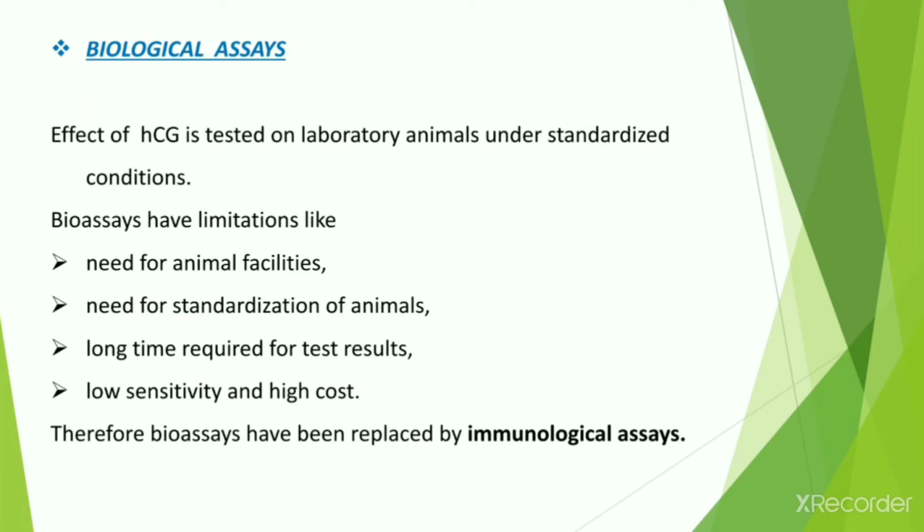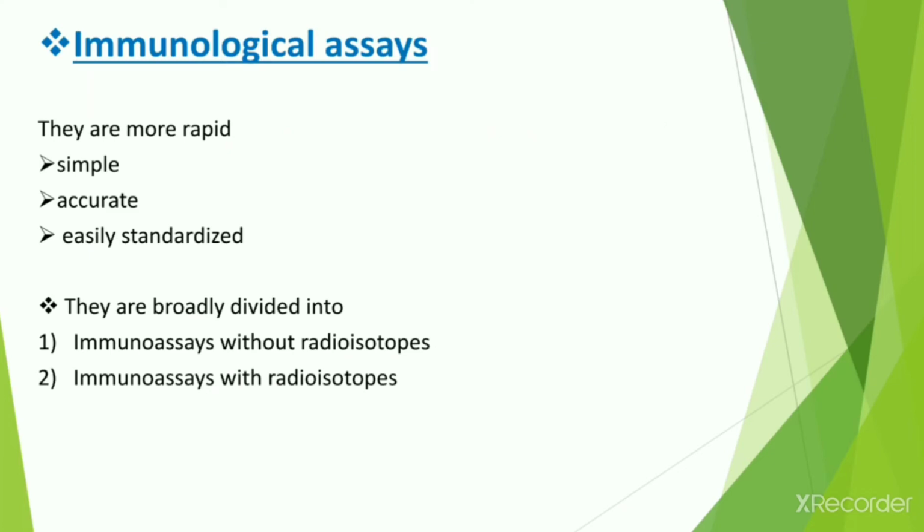Therefore, nowadays bioassays have been replaced by immunological assays. The immunological assays are rapid, simple, accurate, and can be easily standardized. Depending upon the use of radioisotope during the test, immunoassays can be classified into two types: immunoassay without radioisotopes and immunoassay with radioisotopes.